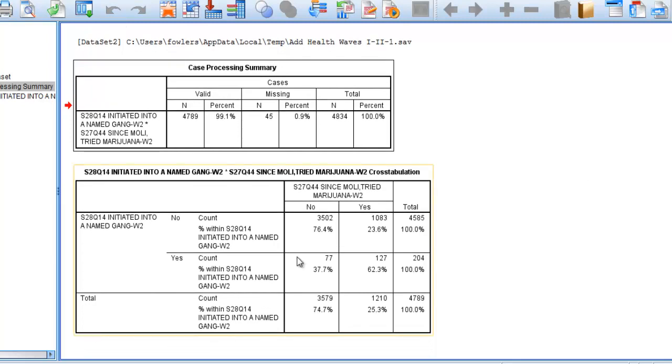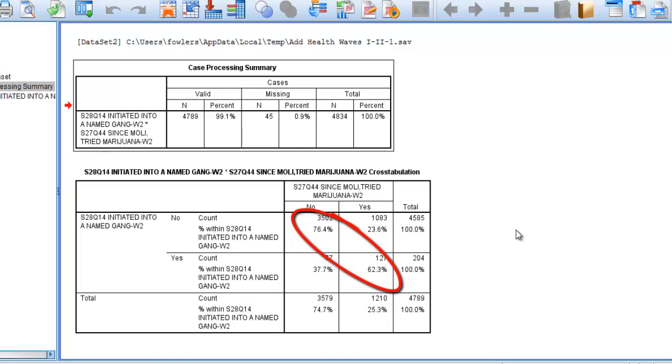So what we're looking for here is the percentages. Notice in the row percentages that 76.4 plus 23.6 gives you 100%. This is what we're comparing in a cross tabulation, the row percentages of the independent variable. If you look at the table, notice that there is a true diagonal here.